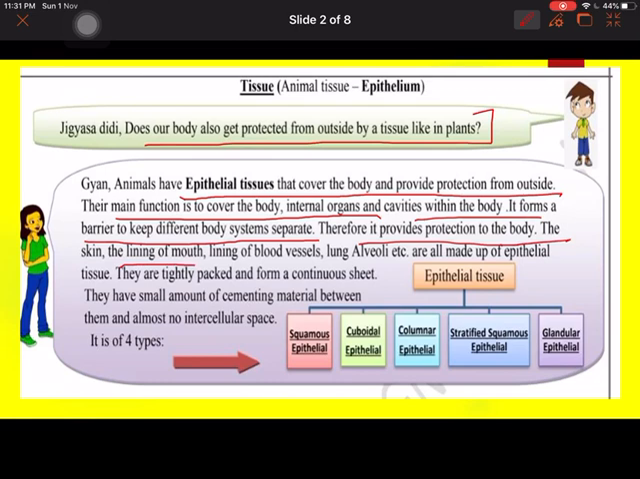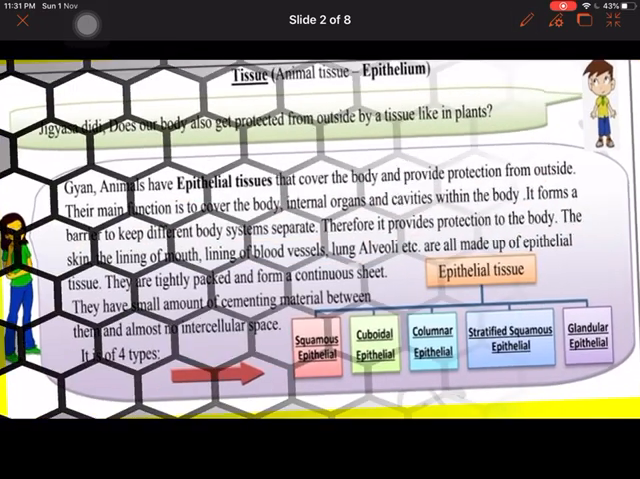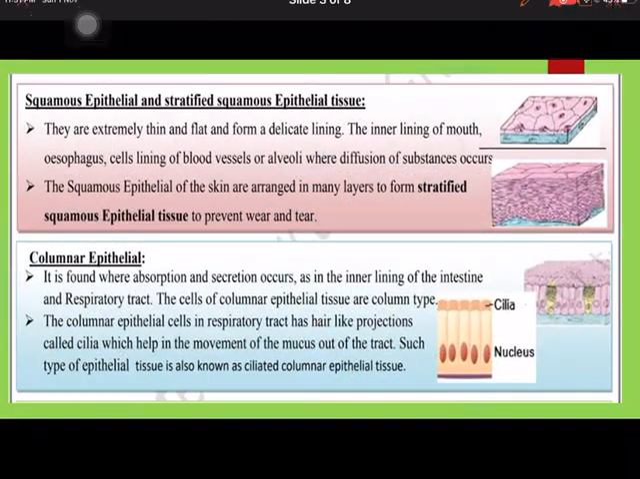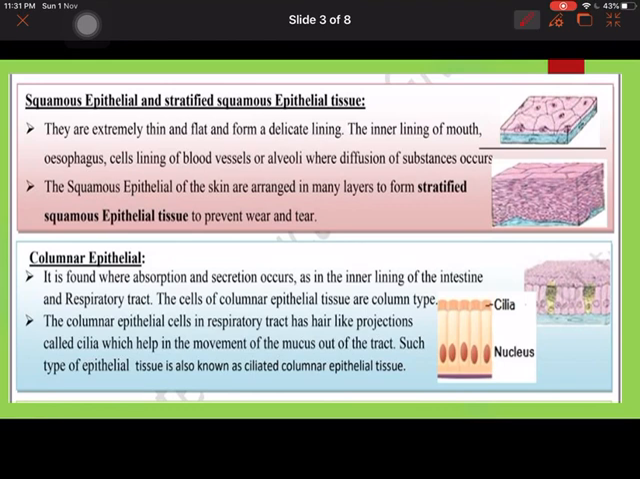The skin, the lining of mouth and blood vessels, and lungs, alveoli, etc. are all made up of epithelial tissue. There are 4 types of epithelial tissue: squamous, cuboidal, columnar, stratified and glandular. Actually cuboidal and glandular come under the same, so you can write it is of 4 types, you can write any 4 types. Next is squamous, epithelial and stratified.